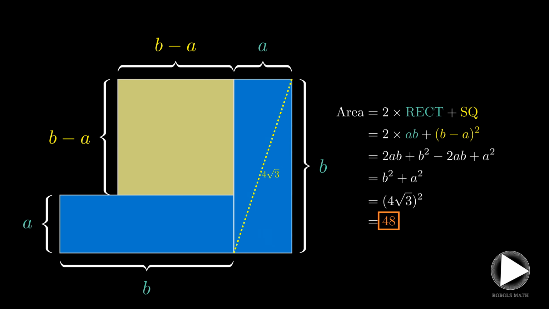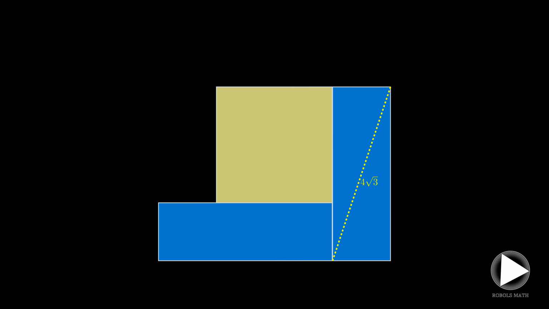For the next solution, let's consider a less algebraic approach. Since the rectangles are congruent, their diagonals are congruent as well. We draw a diagonal for the horizontal rectangle as shown. Now this divides each rectangle into two triangles, and those two triangles are congruent.